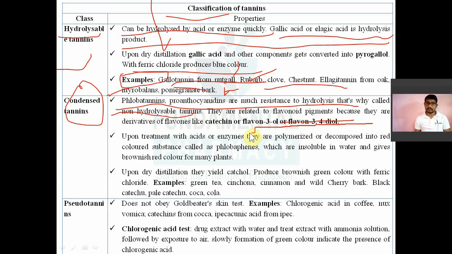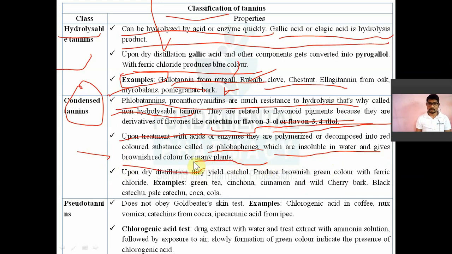They are derivatives of catechin or flavan-3-ol or flavan-3,4-diol. Upon treatment with acid or enzyme, they are polymerized and decomposed into a red colored substance known as phlobaphenes. When you try to hydrolyze this condensed tannin with acid or enzyme, they polymerize into a red colored substance known as phlobaphenes, which are water insoluble and give a brownish red color to many plants.